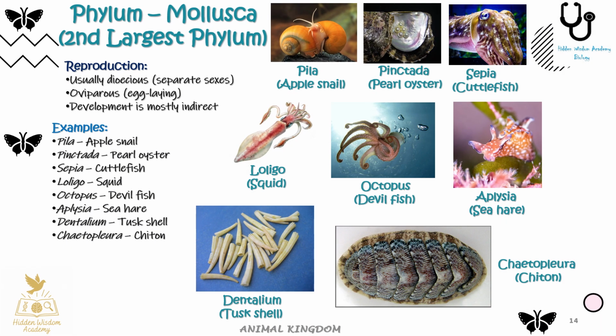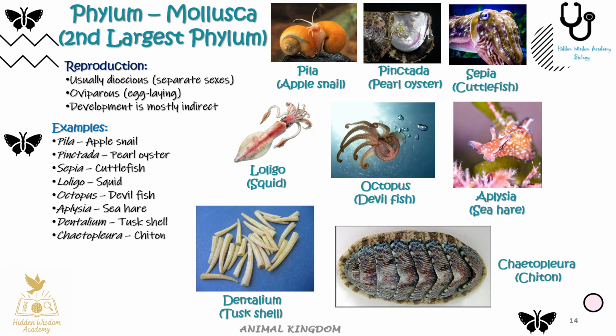In Phylum Mollusca, reproduction is usually dioecious, meaning the sexes are separate. Most mollusks are oviparous, which means they lay eggs, and development is mostly indirect, involving larval stages. Some important examples include Pila, the apple snail, Pinctada, the pearl oyster, Sepia, also known as the cuttlefish, Loligo, the squid, and Octopus, famously called the devil fish.